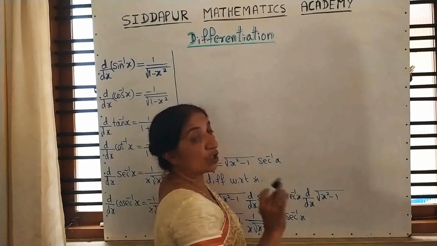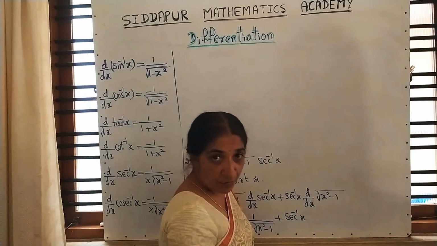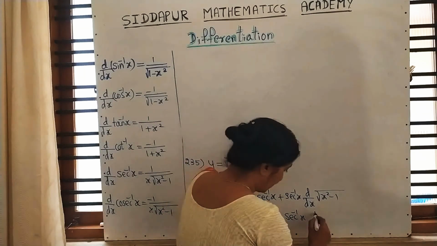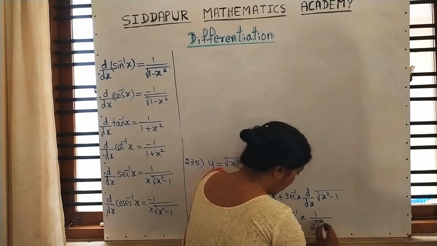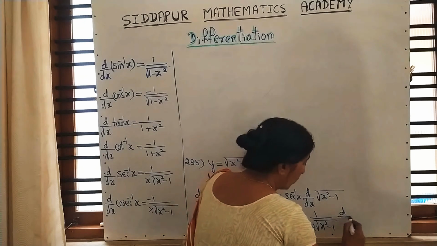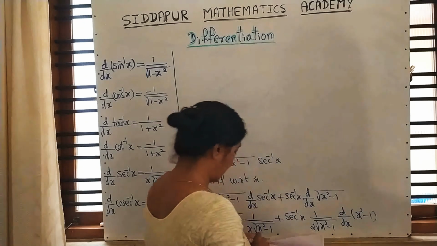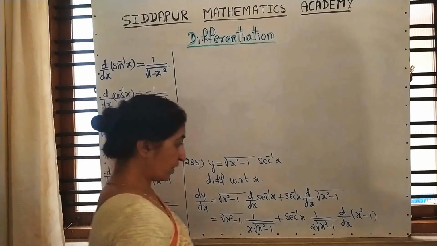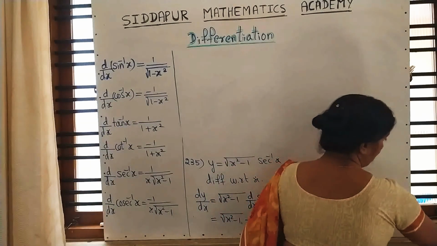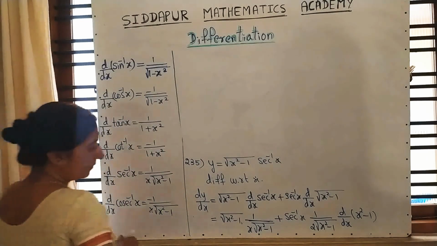Now see, root of x square minus 1, that means it is in the form of root. First we have to differentiate root: 1 upon 2 root x square minus 1. After closing root, what is remaining? X square minus 1 is remaining. So like that we have to differentiate, because now you are familiar with the chain rule also, that is composite function.